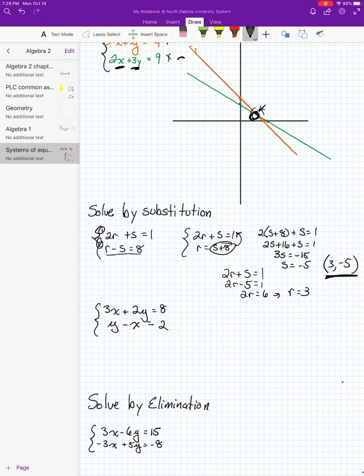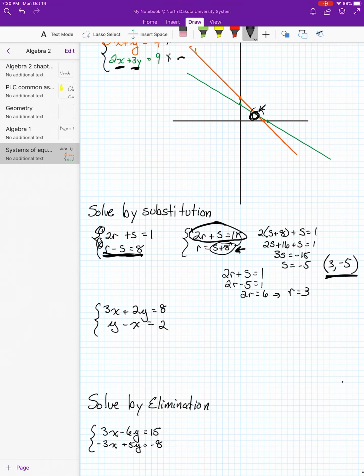I have to make sure that this is actually a solution, that this point is on both lines. And the only way to do that is to substitute both of these values in for r and s. And I'm actually going to do my check in the second equation because I used the first equation to find r. So I know that this coordinate pair is going to work in that equation because that's the one I used to find my numbers.